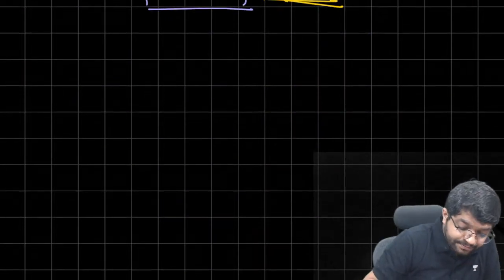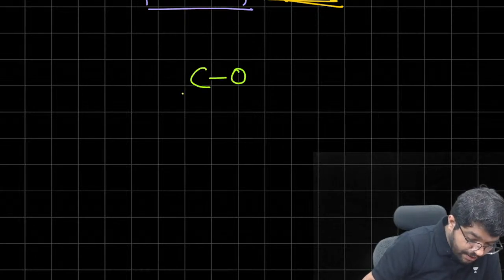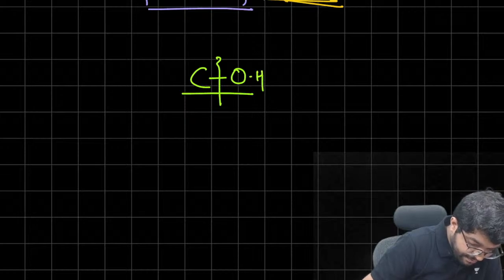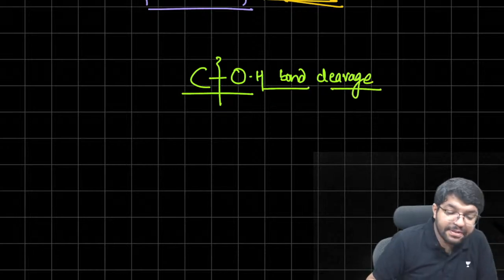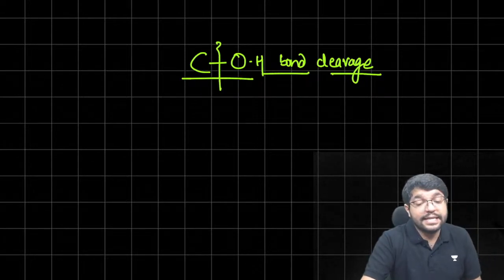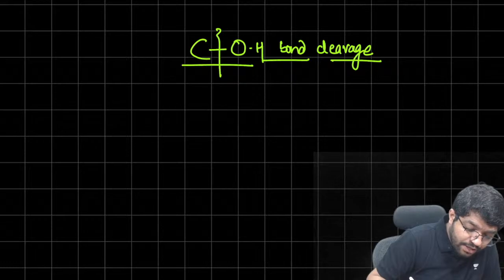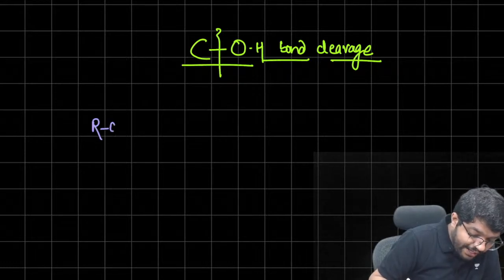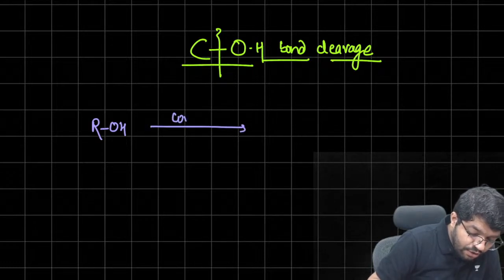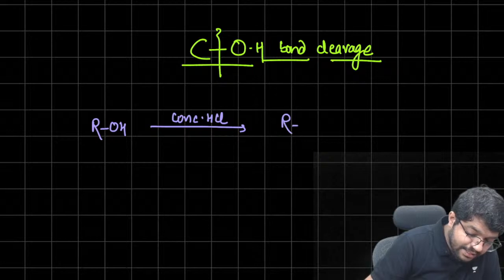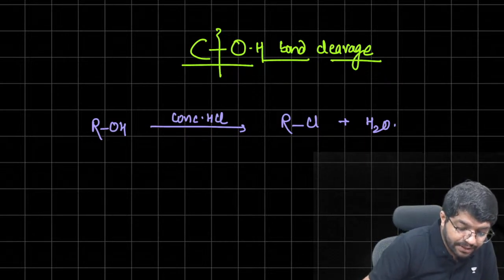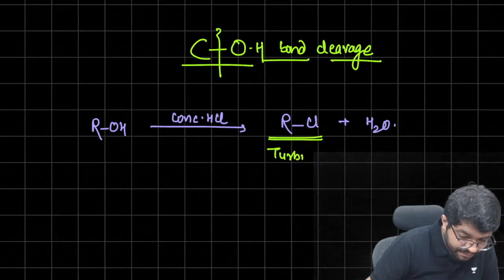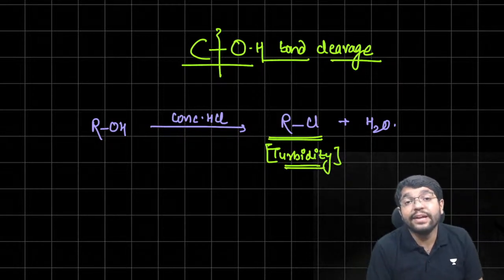The next is C-O bond breaking, bond cleavage. And the first thing that happens here is with conc HCl. Alcohols, say ROH, on reaction with conc HCl form RCl plus H2O, but this forms with a turbidity. This is called the Lucas test.